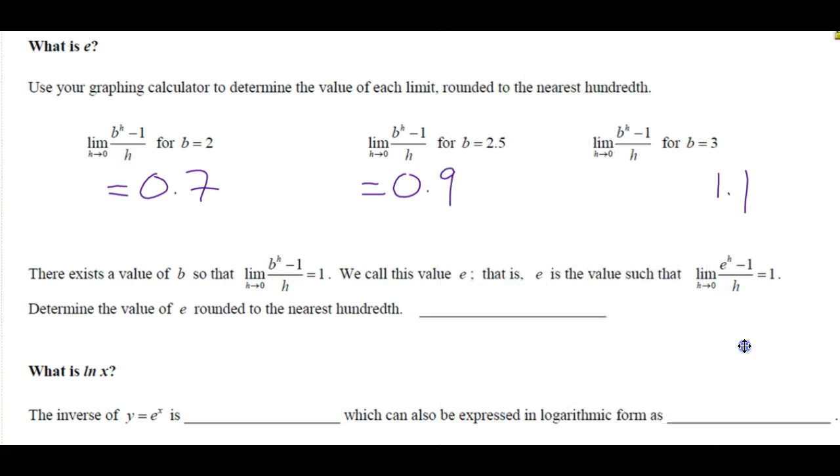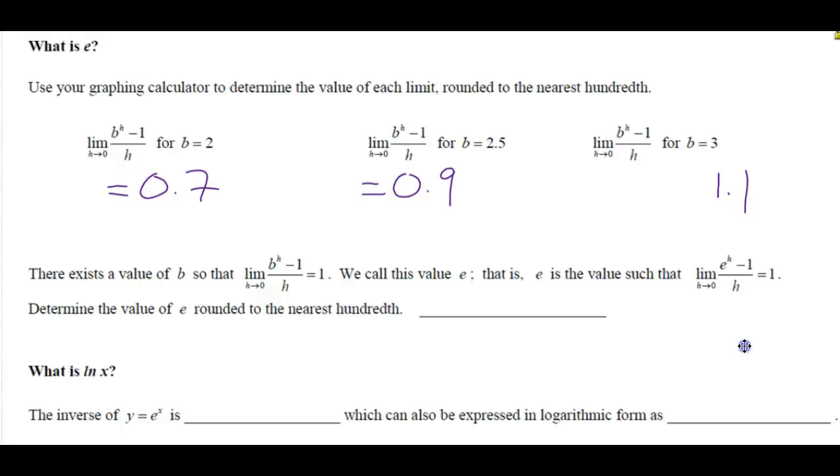Now, what if I were to tell you there exists a value of b such that the limit as h approaches 0 of (b to the h minus 1) over h is equal to 1, right? So we found 2 was 0.7, 2.5 was 0.9, 3 was 1.1. We call this value e, for Euler's number, probably because Euler, however you pronounce it, found it, I guess. So e is the value such that the limit as h approaches 0 of (e to the h minus 1) over h is equal to 1.